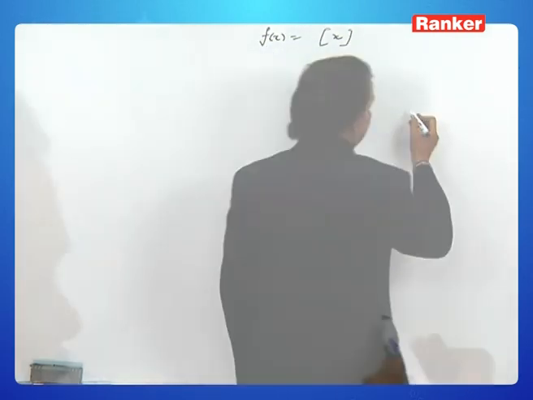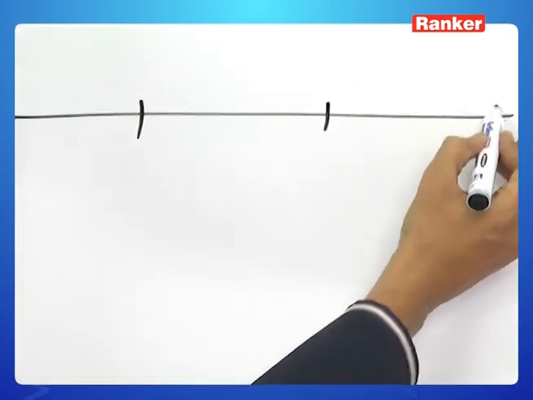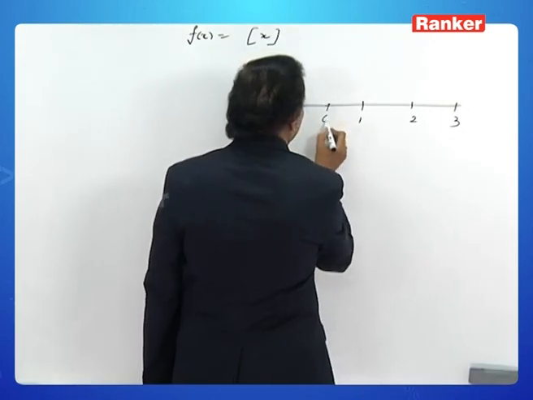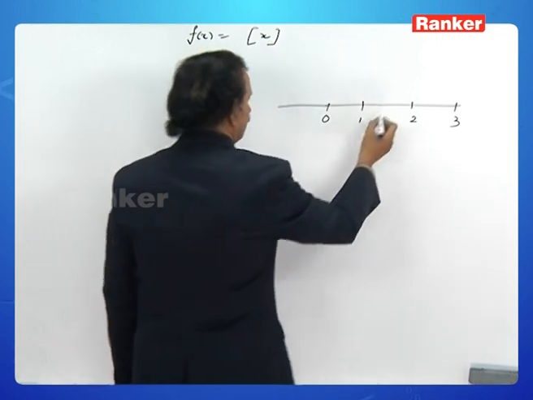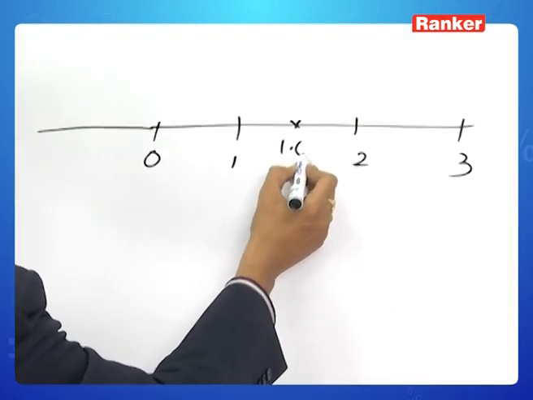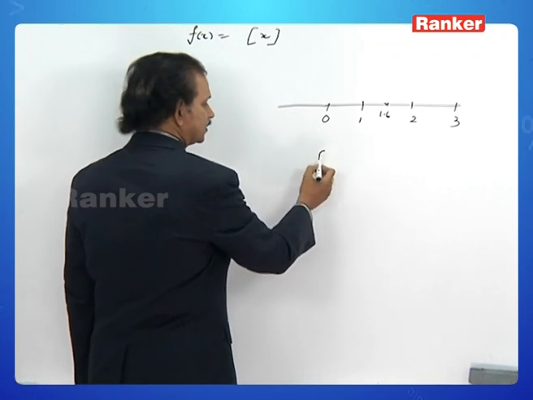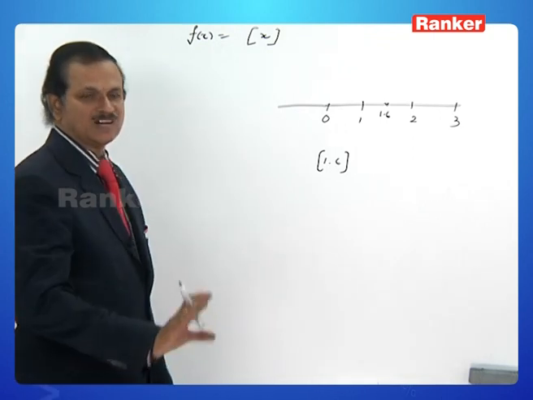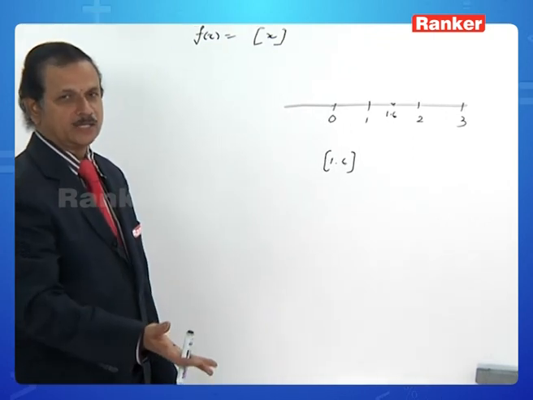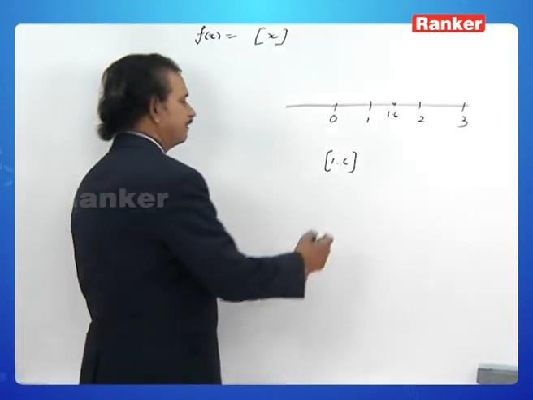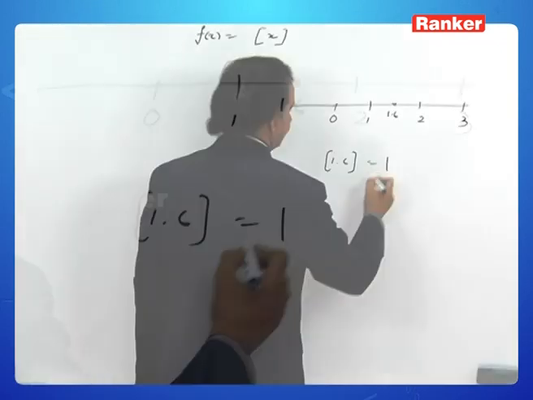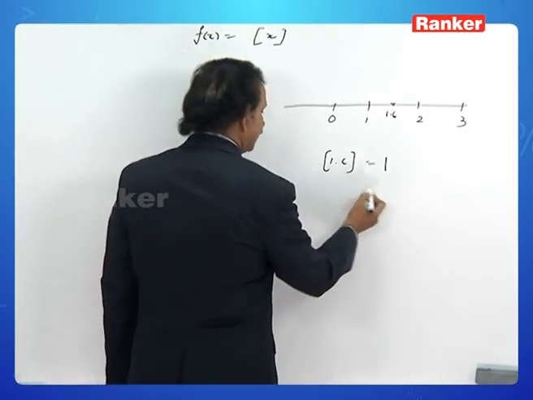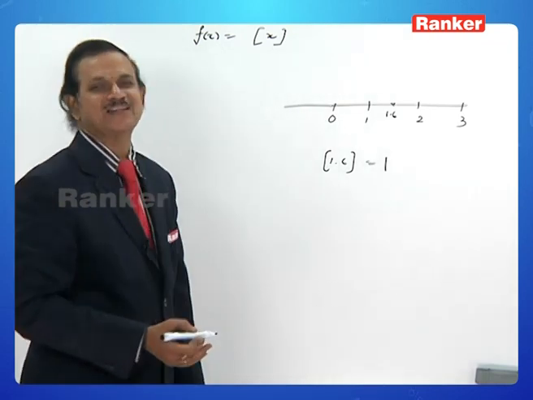Let us recall. You see, 1, 2, 3, 0, like that. Suppose there is a point like this here. Let it be some 1.6. What do you mean by integral part of 1.6? Here 1.6 is nothing but 1 plus 0.6. 1 is integer, 0.6 is fraction. Therefore, this is equal to 1. Integral part of 1.6 is 1. And 0.6 is the fractional part of 1.6.